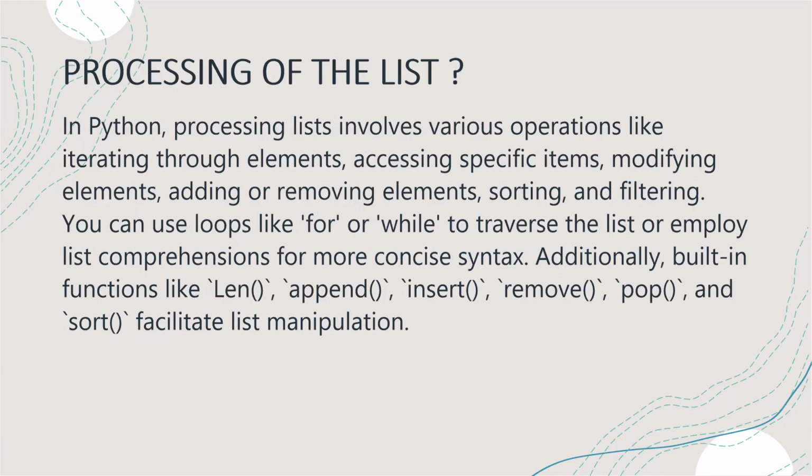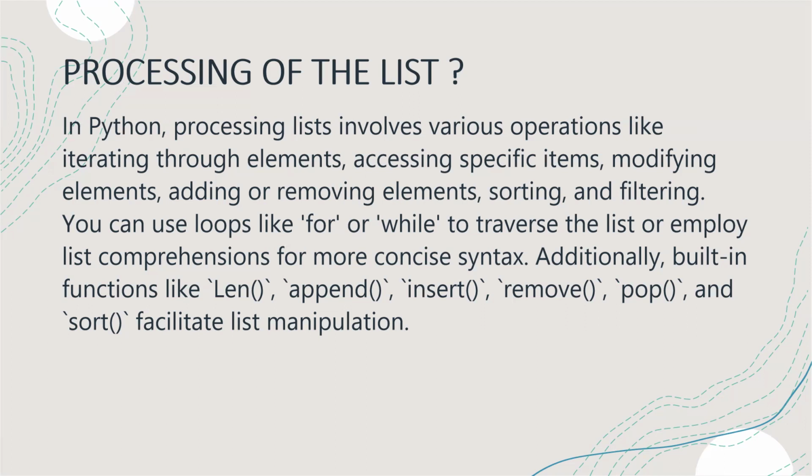What is processing a list? In Python, processing a list involves various operations like iterating through elements, accessing specific items, modifying elements, adding or removing elements, sorting and filtering. Here we can use loops like for or while to traverse the list or employ list comprehensions for more concise syntax. Additionally, built-in functions like len, append, insert, remove, pop, and sort facilitate list manipulation.